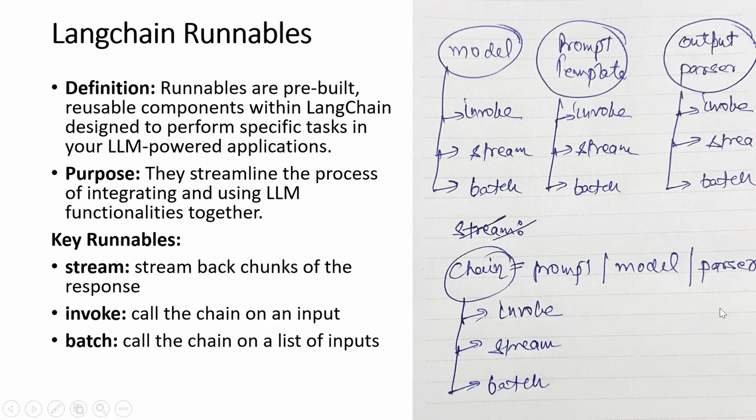We pass a dictionary basically. We say the first key should be like that, the second key should be like that, and then we pass those two arguments to the prompt. The output of the prompt will automatically be passed to the model, the output of the model will pass to the parser, and the output of the parser will be shown in my chain response.